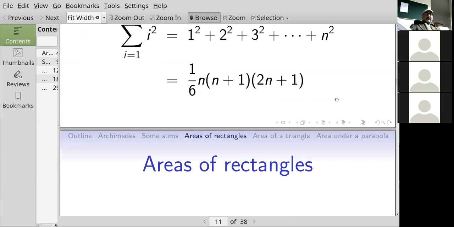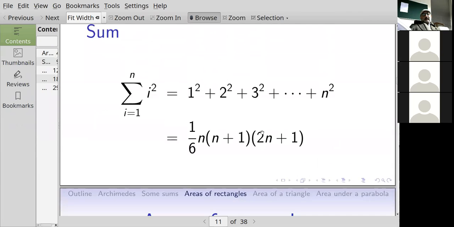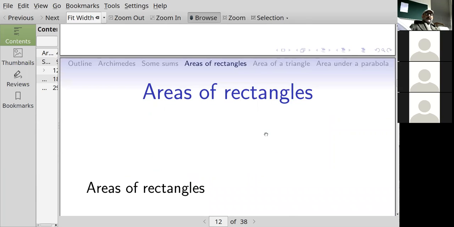Okay, can I ask a question? Yes. Sir, if I want the sum from 40 to 60, will I find it for 60 first and then find it for 40 and subtract both? Yes, you could do that. Okay, sir.